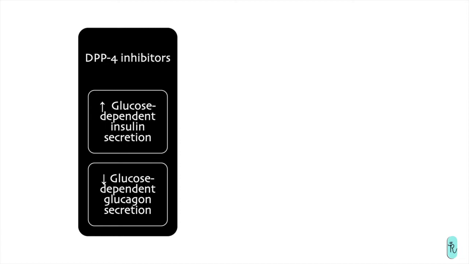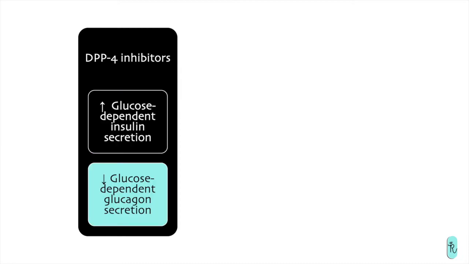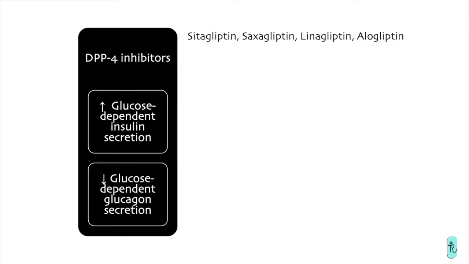DPP4 inhibitors work by inhibiting the DPP4 enzyme, which normally breaks down incretins that stimulate a decrease in postprandial glucose. By inhibiting this enzyme, incretin activity is increased. Through this mechanism, they increase glucose-dependent insulin secretion and decrease glucose-dependent glucagon secretion. Glucagon helps to increase blood glucose.